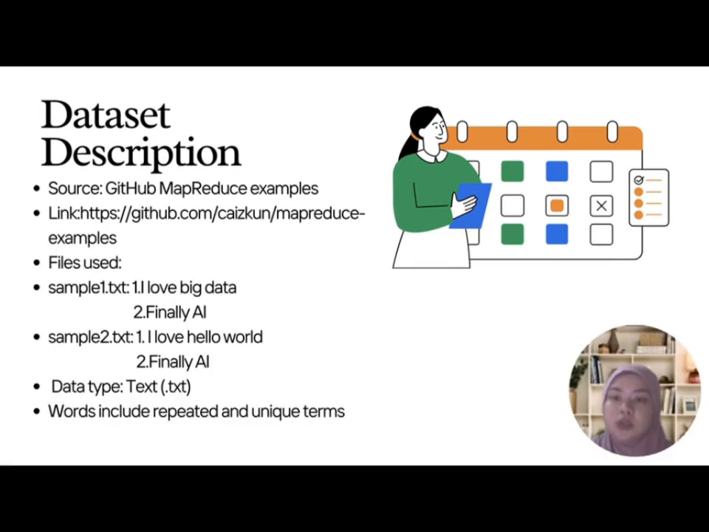The source for my project is from a GitHub MapReduce example, and I use two text files. The first one is sample 1 with the line: I love big data and finally AI. Sample 2 has: I love hello world and finally AI. These files are in text format and both include repeated and unique words.